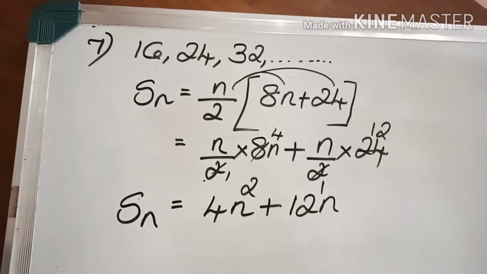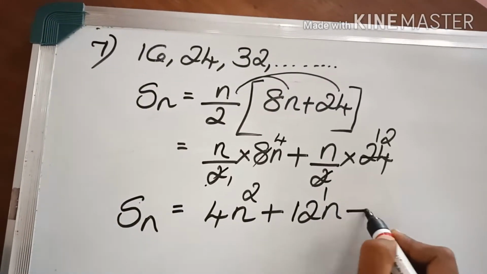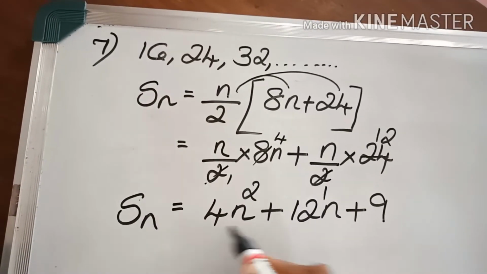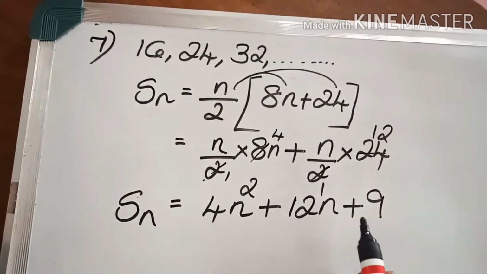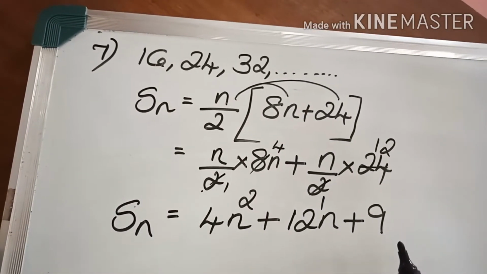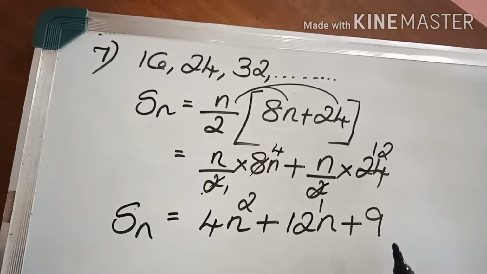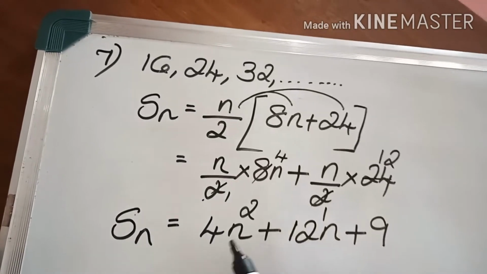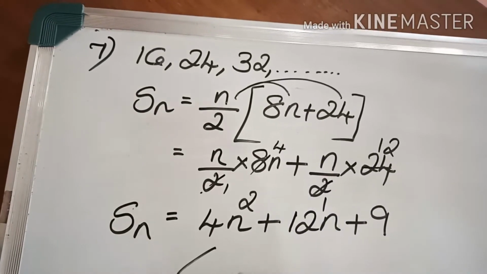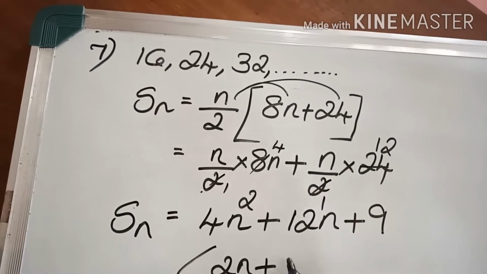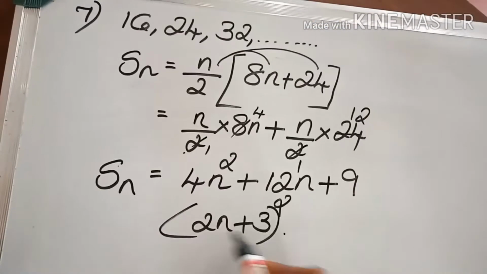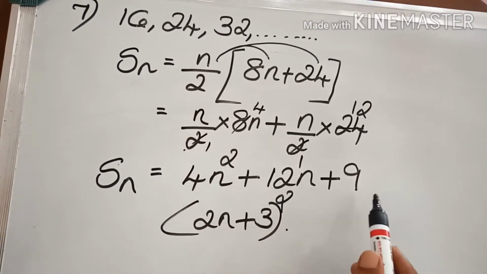Now the question is, when we add 9 to this sum of n terms, what will be the speciality of the sum, whether it is a perfect square or not. For that, this is the expansion of 2n plus 3 whole square. The expansion of this is 4n square plus 12n plus 9.